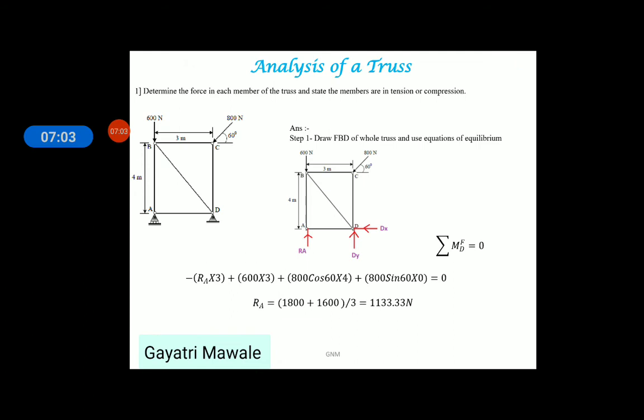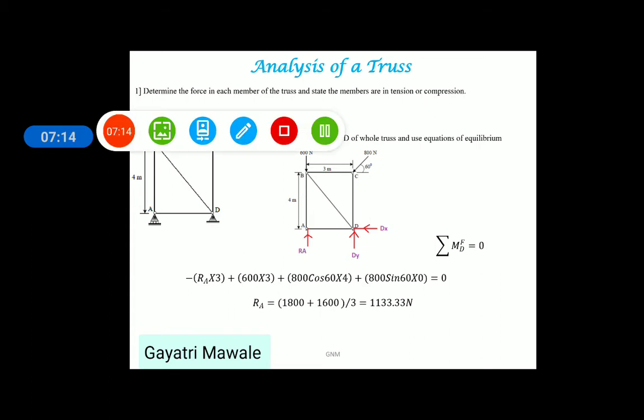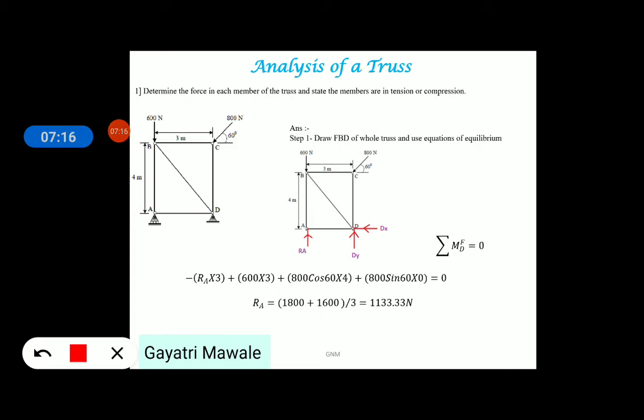Now let us try one practice problem on analysis of truss by method of joint. The question is, determine forces in each member of the truss. Here we want to find forces in each member of the truss, so it is better to use method of joint. And further we have to state whether the members are in tension or in compression.